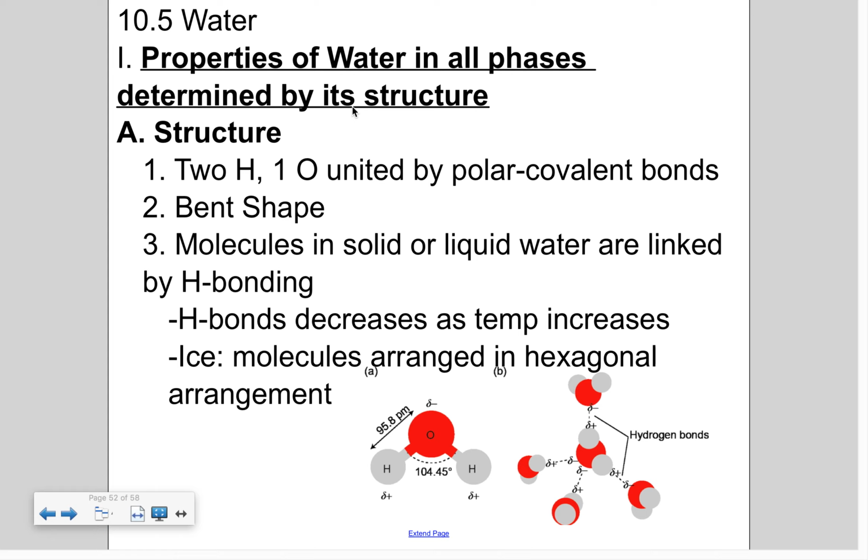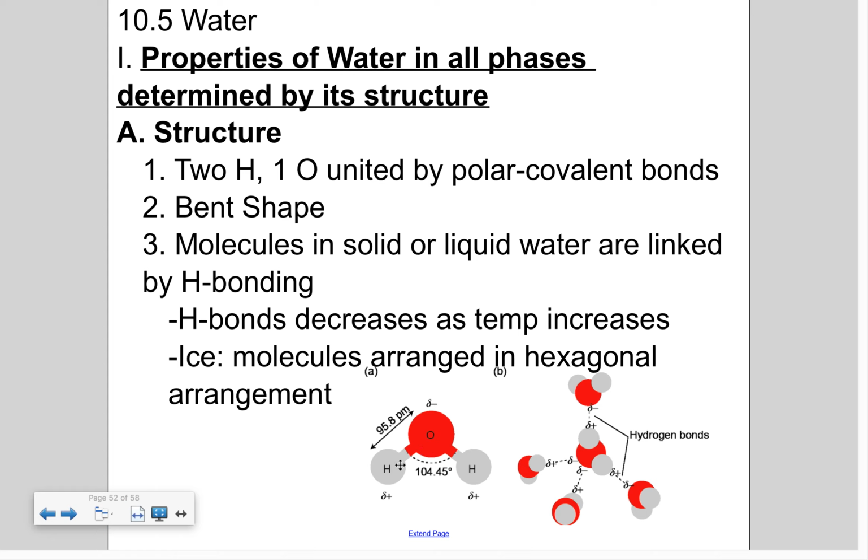So let's take a look at the structure of water. Water is two hydrogens bonded to an oxygen. They are united by polar covalent bonds, which means they share electrons, but they don't share the electrons equally. As a result, we get a bent shape for a water molecule where oxygen is slightly negative and hydrogen is slightly positive.